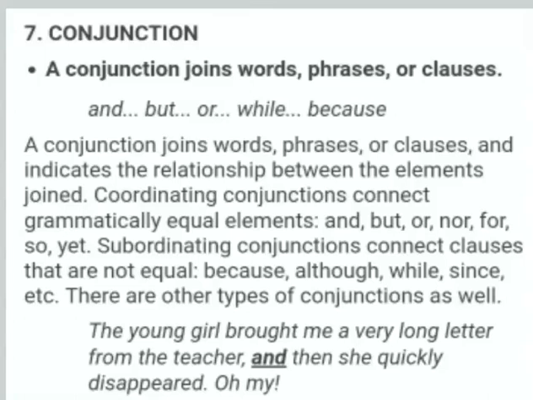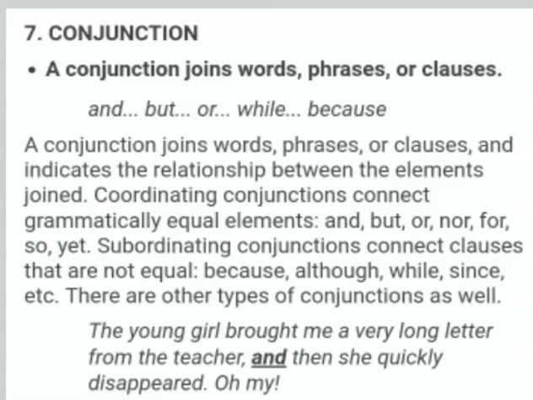Next, conjunction. A conjunction joins words, phrases or clauses. Example: and, but, or, while, because. A conjunction joins words, phrases, clauses and indicates the relationship between the elements joined. Coordinating conjunctions connect grammatically equal elements: and, but, or, nor, for, so, yet. Subordinating conjunctions connect clauses that are not equal: because, although, while, since, etc.